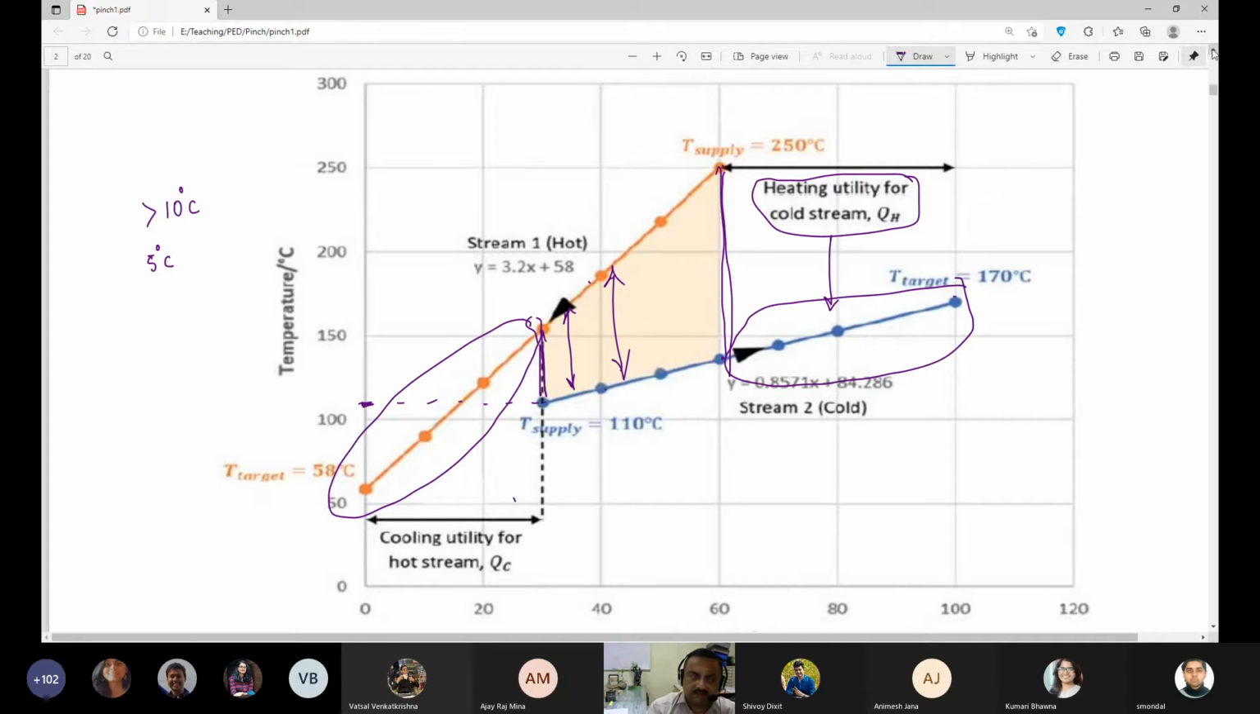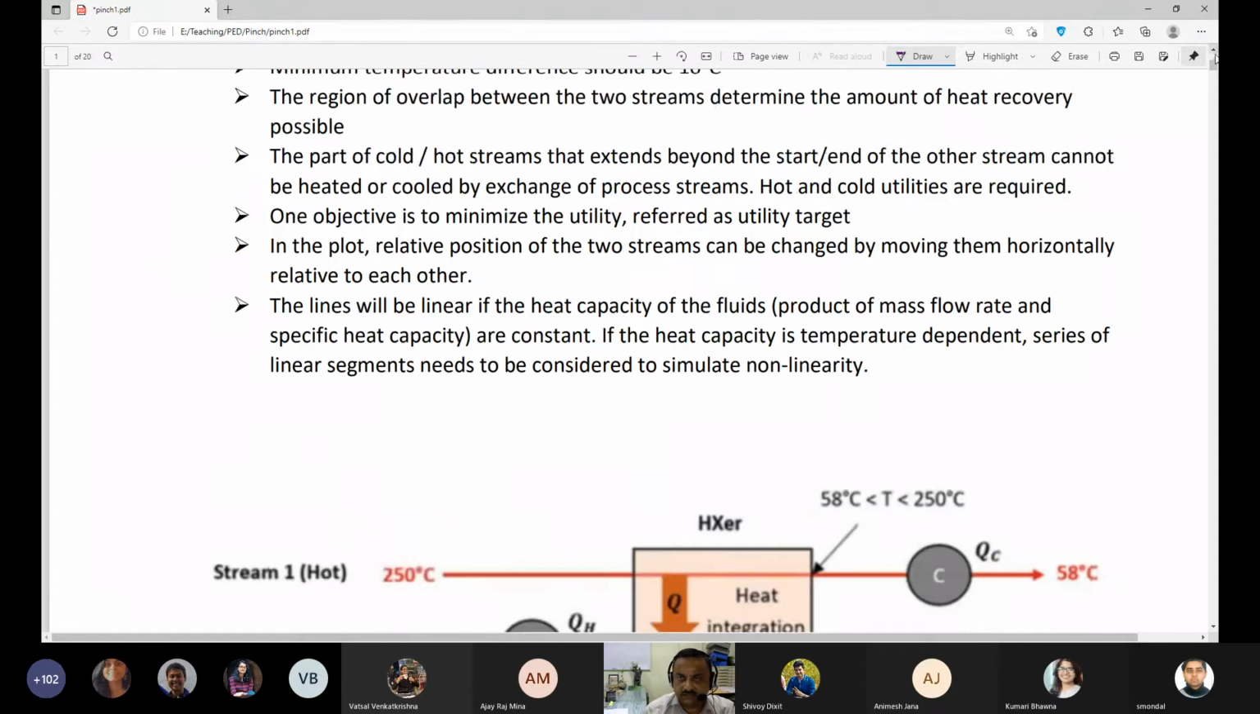So I have to balance between two things. One is the capital cost, another is the utility cost. So that is what we would be balancing here.